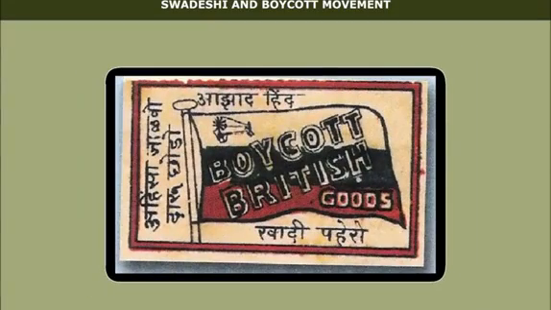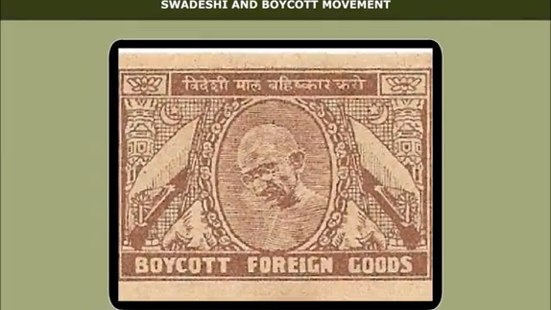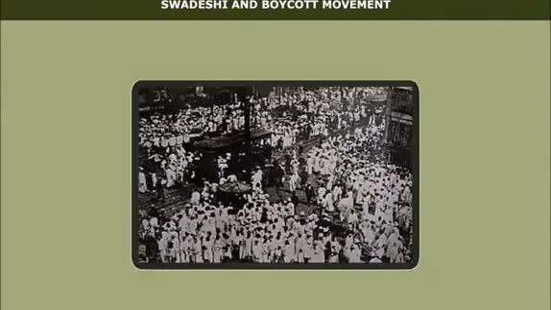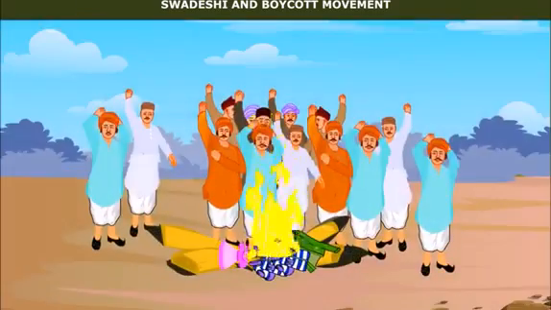Swadeshi and boycott movement. Swadeshi means of one's own country. It was based on the principle of self-reliance, which refers to manufacturing and using indigenous goods and boycotting foreign goods. It involved withdrawing all cooperation to the government, boycotting everything British. The Congress extended its support to the movement in its Banaras session in 1905 and then its Calcutta session in 1906. A reign of terror was unleashed by the British on the nationalists, leading to their arrests, imprisonment and deportation.